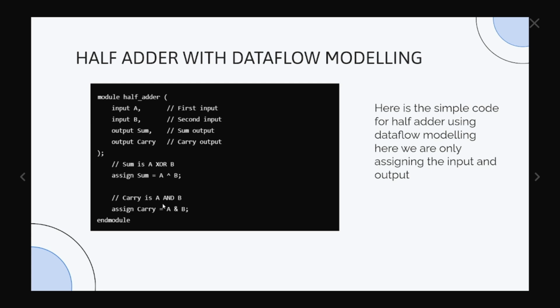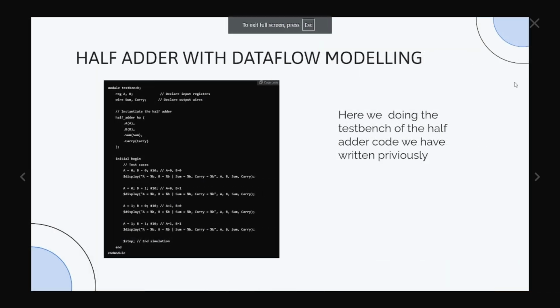Here is a simple code for a half adder using data flow modeling. Here we are only assigning inputs and outputs. So here we are doing the test bench of the half adder. We have the half adder code we have written previously. As I said earlier, we write the whole code in the module. So here is the module, and the module name we have given is test bench, and we are using reg because we have to store the values of A and B. Then we are using wire for sum and carry because we are connecting the input and output.